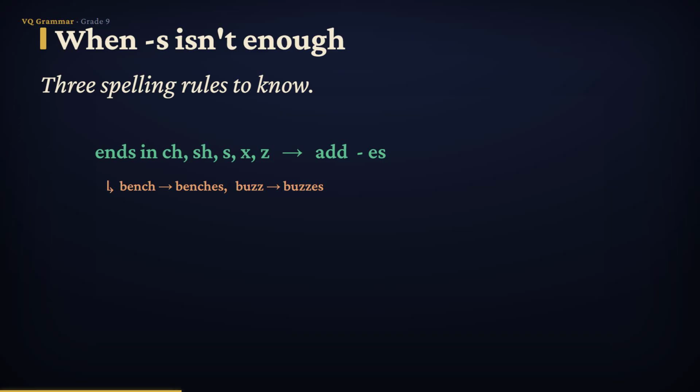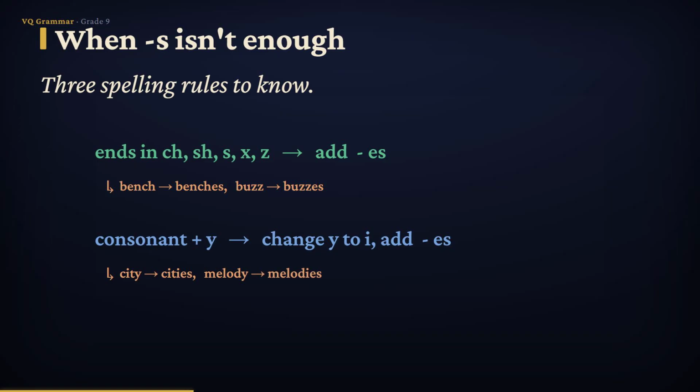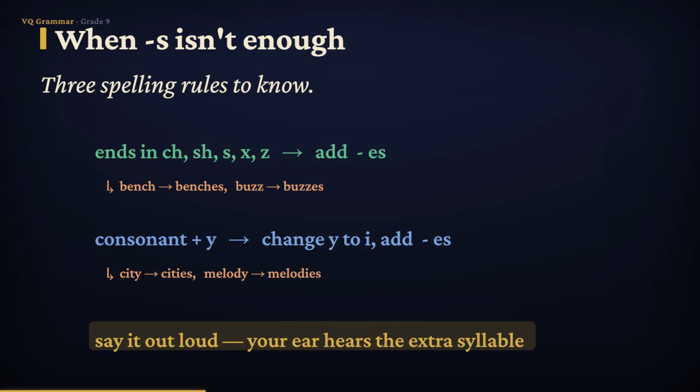Second, when a word ends in a consonant followed by Y, we change the Y to an I and then add ES. City becomes cities. Melody becomes melodies. A good trick is to say the plural out loud. Your ear will usually tell you when the extra ES belongs.